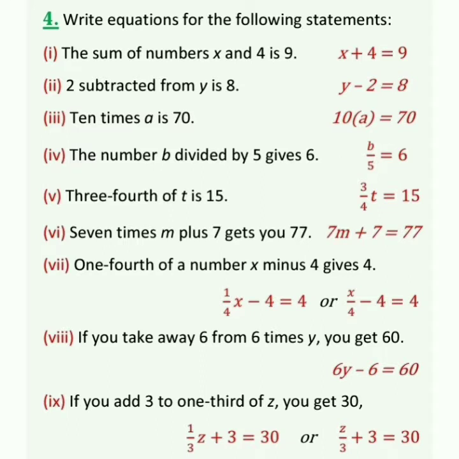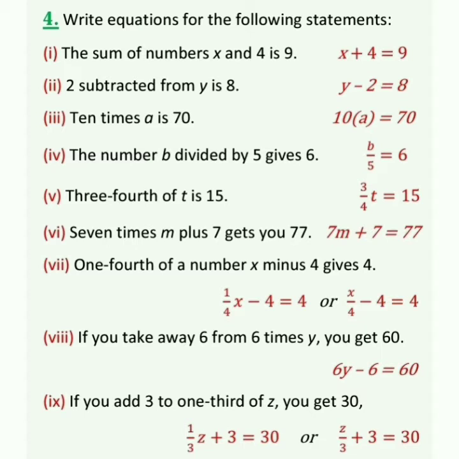Sum number 4. Write equation for the following statement. Student, here some statements are given and we have to form equations according to the given statements. First one, the sum of number x and 4 is 9. Here, what is the answer? X plus 4 is equal to 9. यहाँ पे क्या बताया है? x and 4 का sum बोलेगा तो total 9 होता है. That means, how to write in a mathematical form? That is x plus 4 is equal to 9.